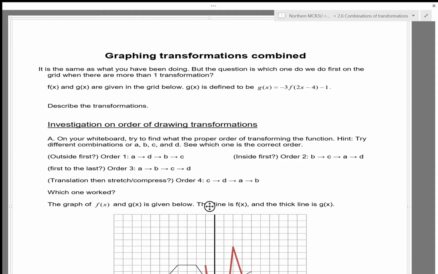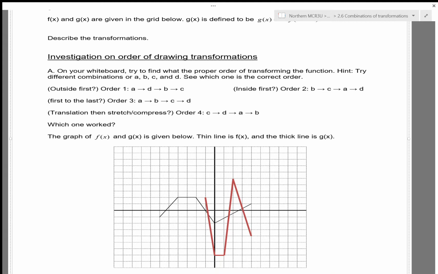Hey guys, so this is 2.6, combination of all the transformations that we have learned in class. Remember that there is an order to it. We did the investigation, we did the thinking process already in class, so I'm not going to go through those, but what we found out was that the order has to follow from the first to the last.